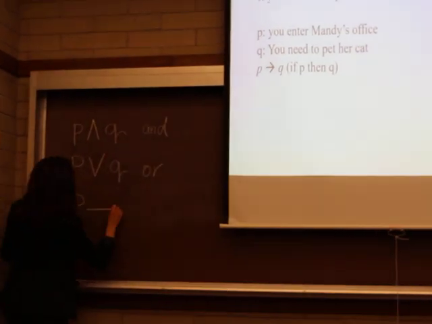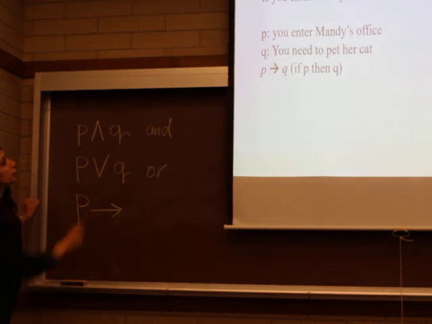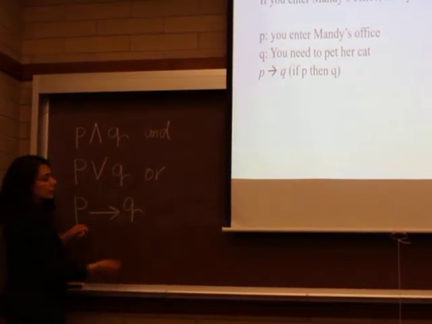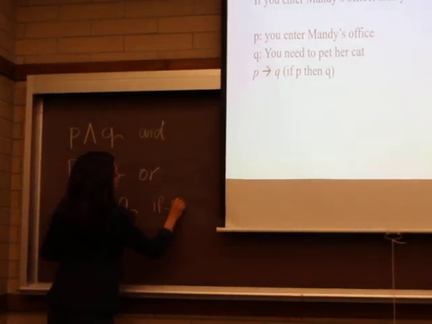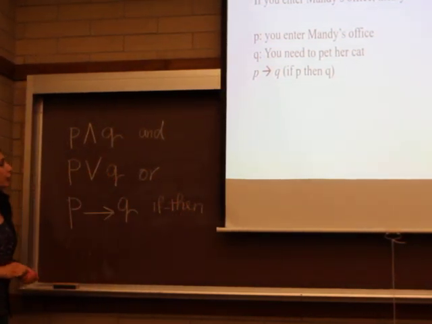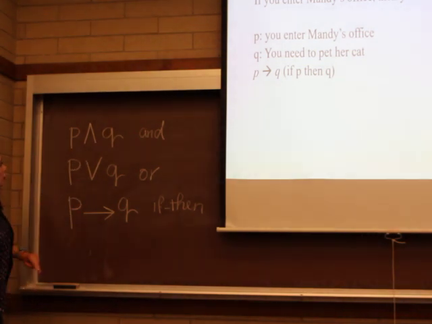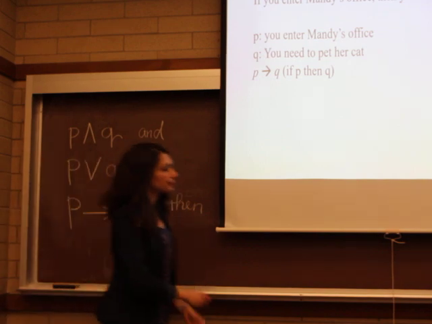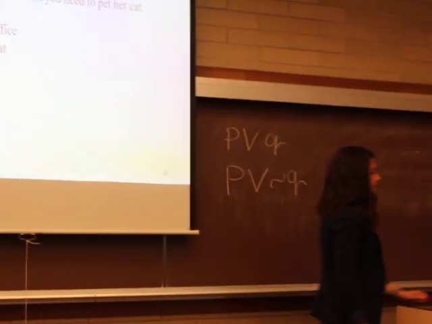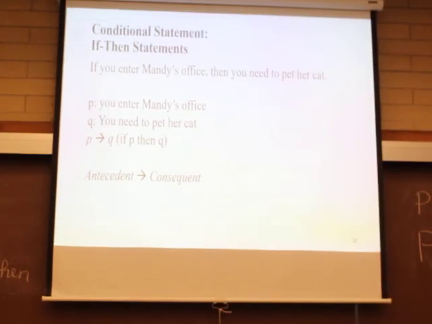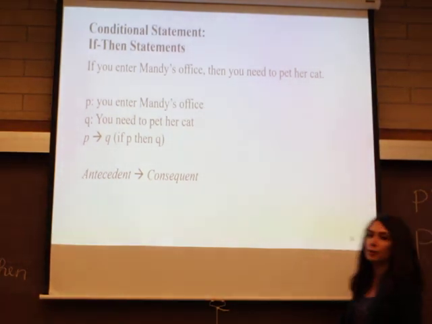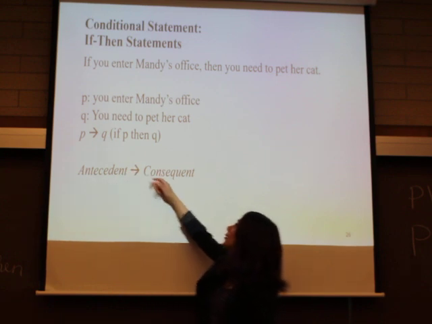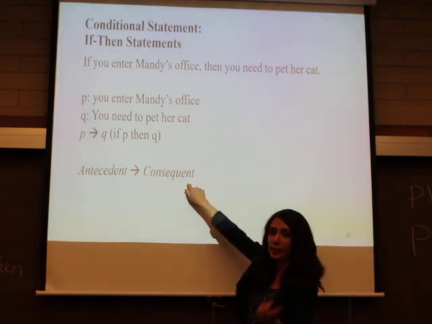Then, here you go, use an arrow: P arrow Q, if you interview at this office, then you pet her cat. So this is the symbol that we use for "if, then" connecting. There you go. So this is "and," conjunction; "or," disjunction; and this is "if then." If you interview at this office is the antecedent, then you pet her cat. Pet her cat is the consequent.